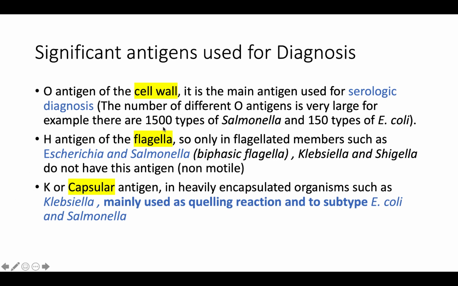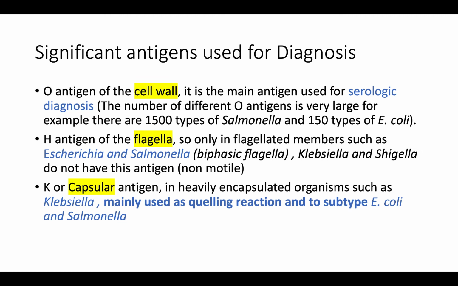So there are 1500 types of Salmonella, 150 types of E. coli. So it is not really usually used for all of them. That's why we need other antigens to look at. The H antigen is for the flagella, so obviously this will only be for motile organisms. So E. coli, Salmonella. Klebsiella and Shigella will not have this antigen as they are non-motile.